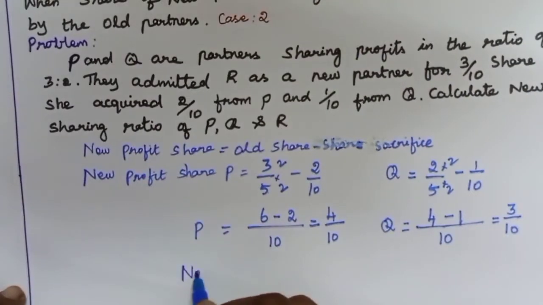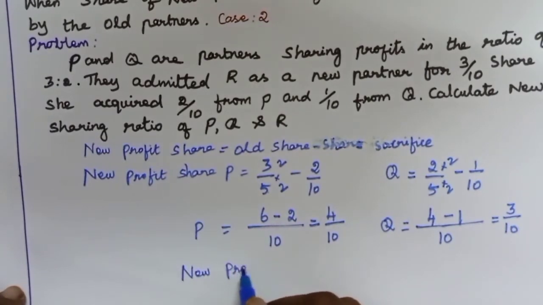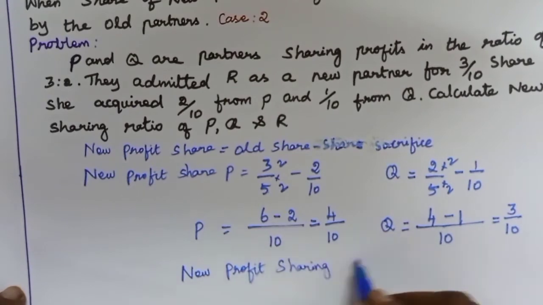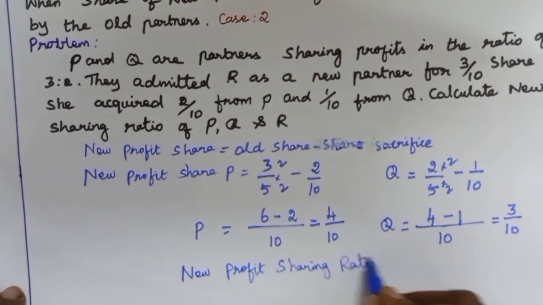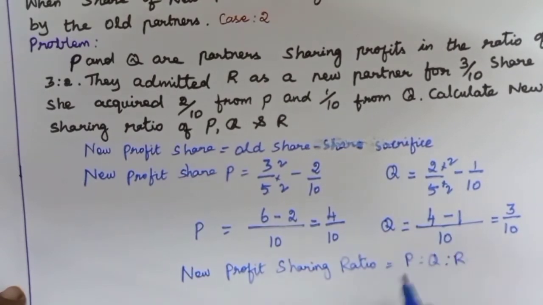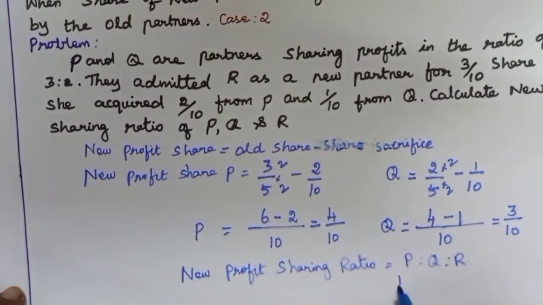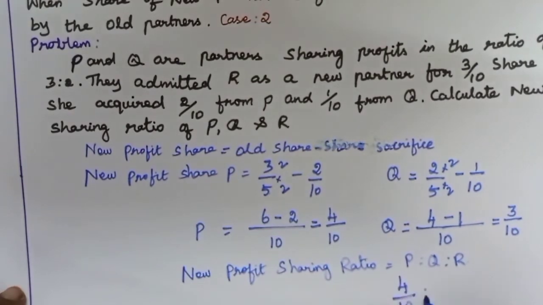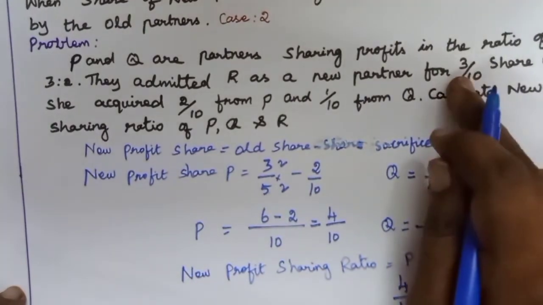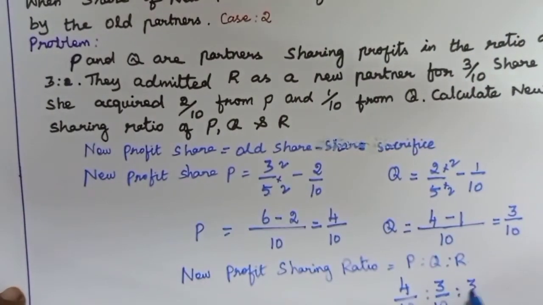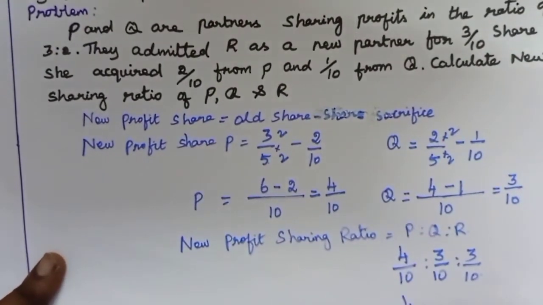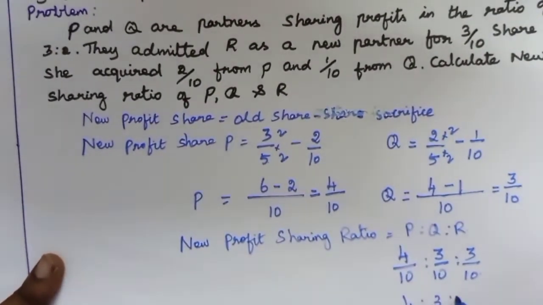New profit sharing ratio of partner P, Q and R. For P, new profit share 4 by 10. Q, new profit share 3 by 10. R, 3 by 10. So the new profit sharing ratio is equal to 4:3:3.